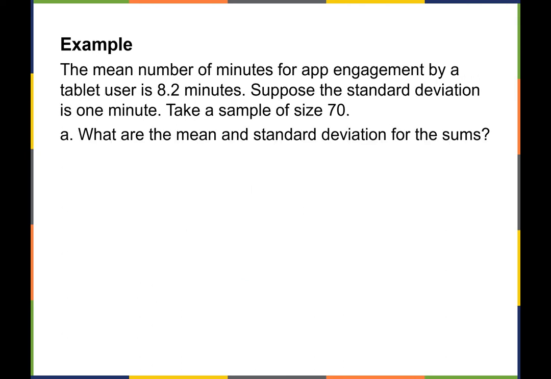All right, let's try another example. This is one for you to try. The mean number of minutes for app engagement by a tablet user is 8.2 minutes. Suppose the standard deviation is 1 minute. Take a sample size of 70. What are the mean and standard deviation for the sums? So we're going to do a sample size of 70 and add them all up. I want you to pause the video right now and find the mean for the sums and the standard deviation for the sums.